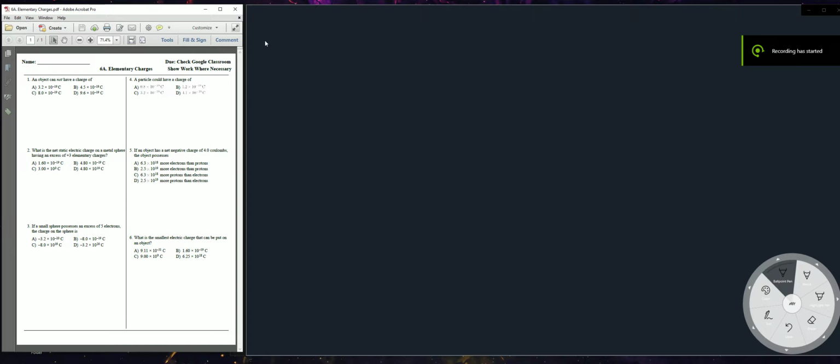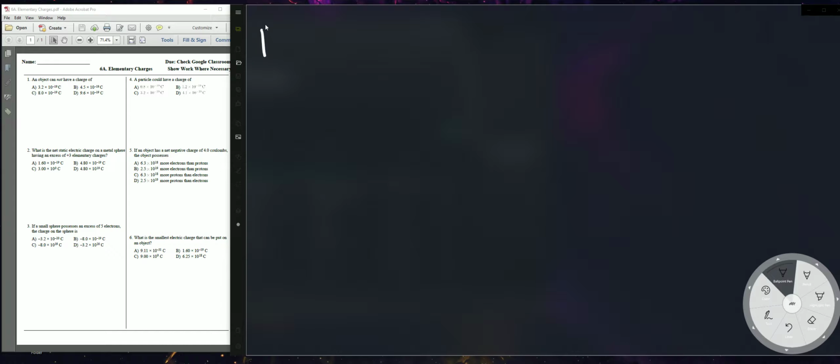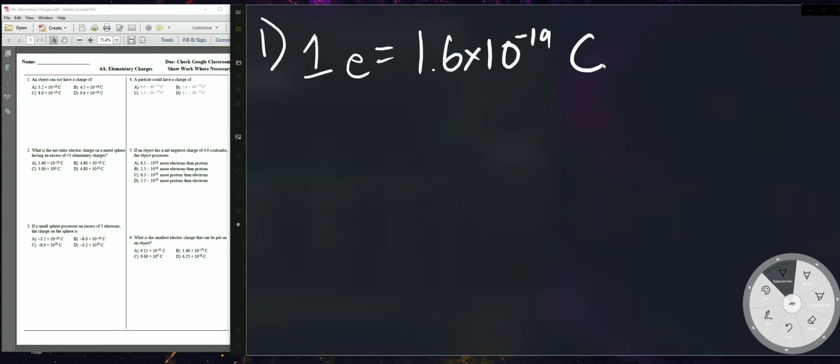All right, this is going to be 6A, elementary charges. So let's do number one. Number one says an object cannot have a charge of what? So we know that one elementary charge has a charge of 1.6 times 10 to the negative 19 coulombs.